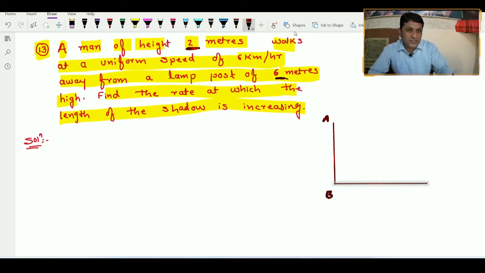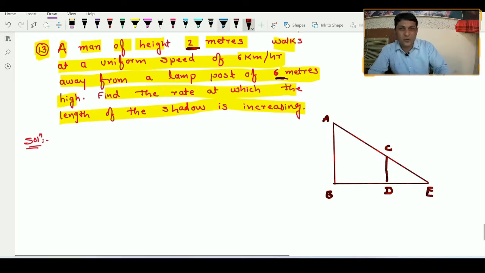So let us suppose that this CD will be the height of the man. Now join AC and let the extended part of AC intersect BD at say point E. So from this figure we can easily observe that AB will be equal to 6 meters, because it is nothing but the lamp post, and this CD is nothing but the height of the man, which is equal to 2.